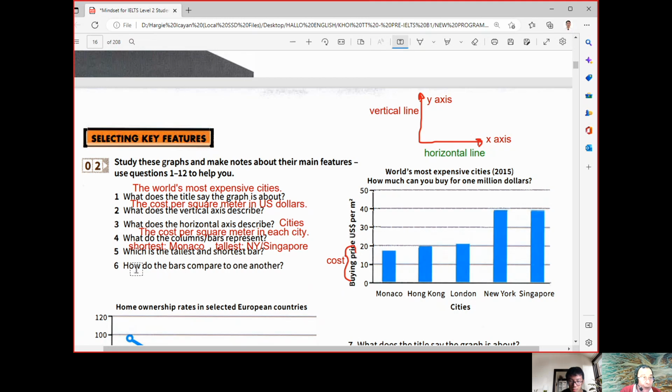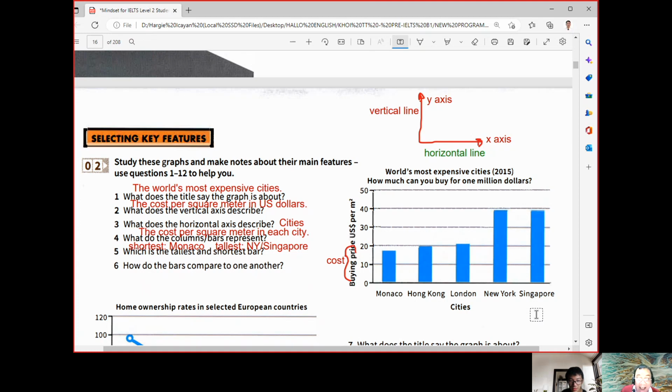Next, how do the bars compare to one another? Compare one to another. That is how we are going to compare. So you will say something about Monaco, Hong Kong, London, New York, Singapore. First we address Monaco. Then about the medium, we discuss Hong Kong and London. And the last one, we will compare New York with Singapore.